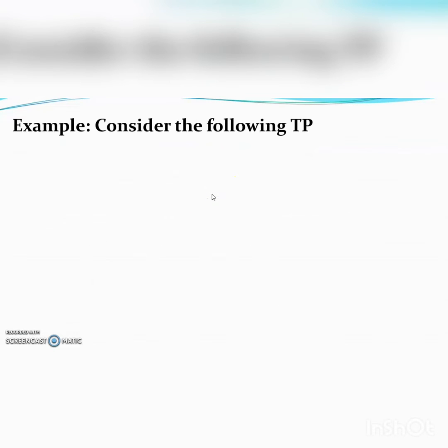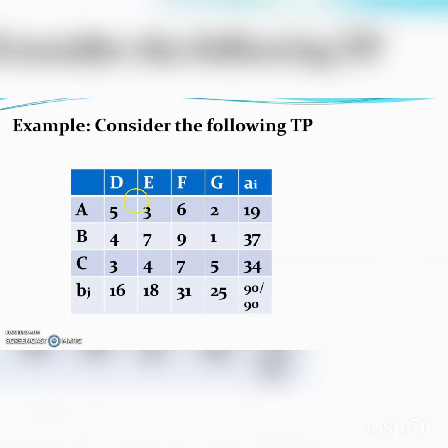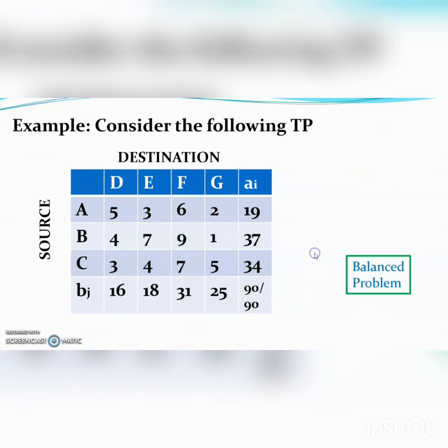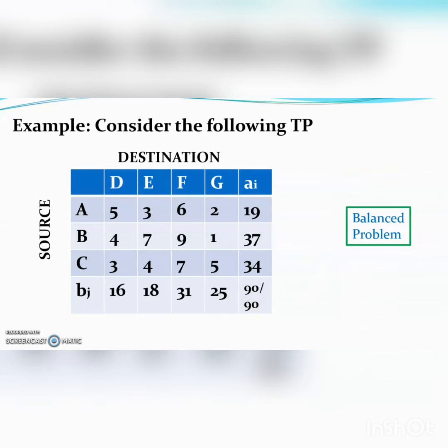Let us consider the transportation problem with 3 sources and 4 destinations. Here, the a_i's are the availabilities at the sources and the b_j's are the requirements of the destinations. We see that the sum of the availabilities is 19. Also, the sum of the requirements is also 19. So, this is a balanced problem.